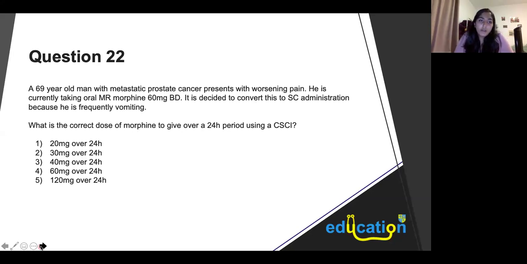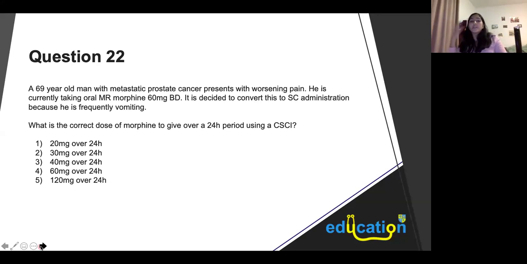So question 22, a 69-year-old man with metastatic prostate cancer presents with worsening pain. He's currently taking oral MR morphine, 16 milligrams BD, and it is decided to convert this to subcutaneous because he's frequently vomiting. What is the correct dose of morphine to be given over a 24-hour period using a syringe driver? Yep, you guys are getting this. It's easy maths. Yes, great.